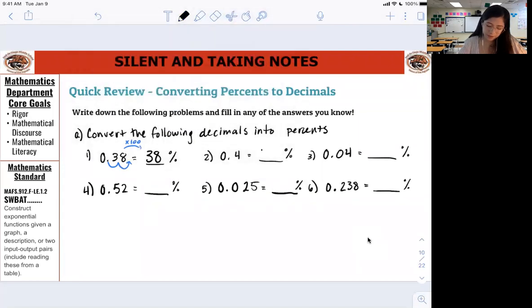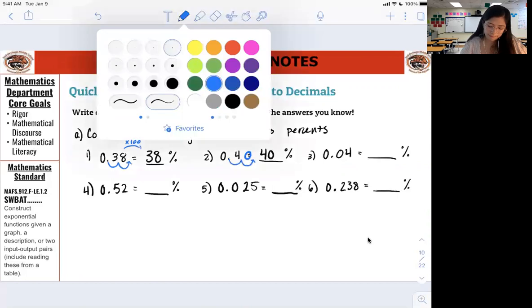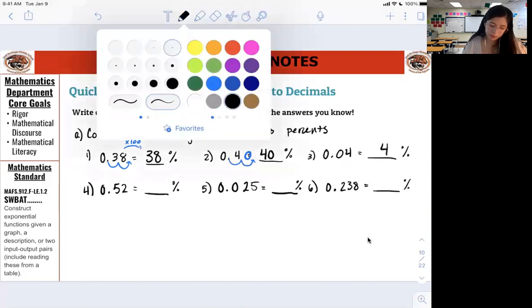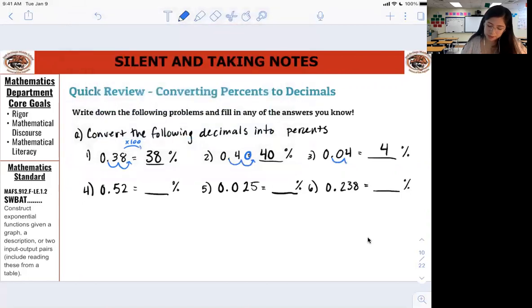40%. Good, 40%. So again, if you multiply it by 100, that works. If I'm moving my decimal point, I have to do it 2 times. And since I don't have a number in that second spot, we always fill that with a 0. So it becomes 40%. What about 0.04? 4%. Good. Same thing. Move it over twice. You can think about it, this is 4 cents, 4 pennies, 4%.